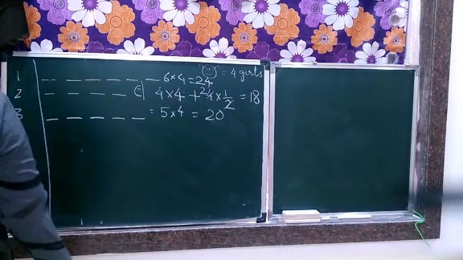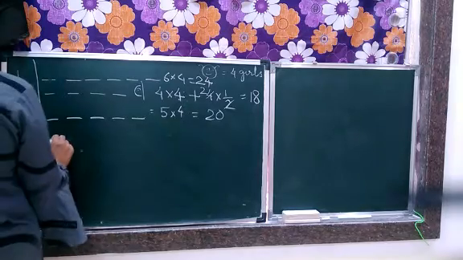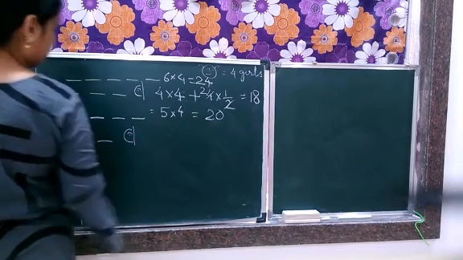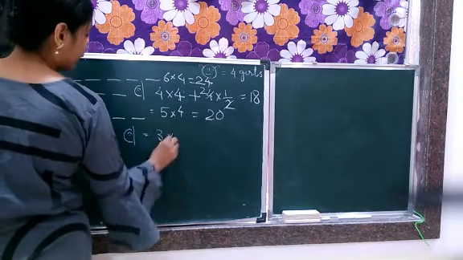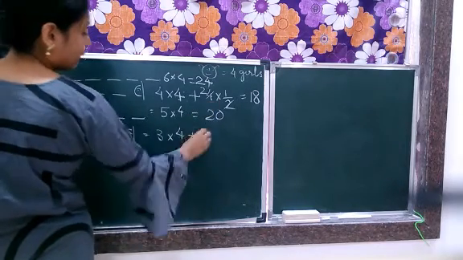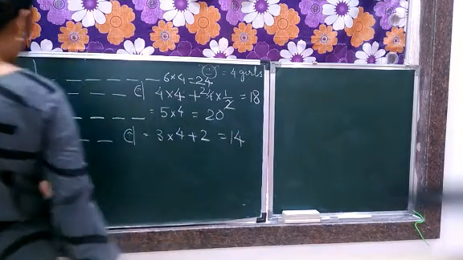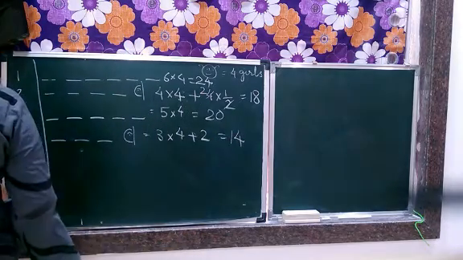Then going to class 4. Class 4 has 1, 2, 3 and a half face. So 3 into 4, then again 2 plus 2. So 3 fours are 12, 13, 14. 14 girls.